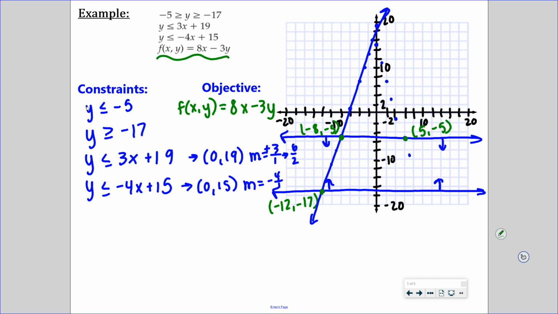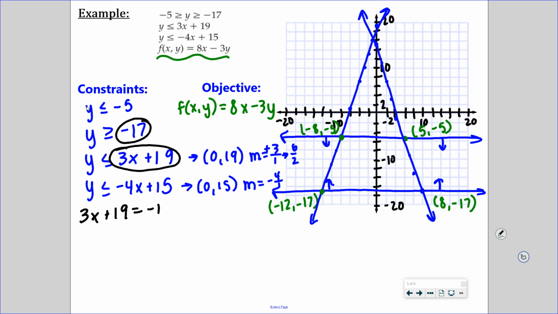Really hard to do up here. And again at 8, negative 17. This one's a little bit steeper. Okay, I'm going to say this again. If you're not quite sure where they intersect, you could just set these equations equal to each other. You don't have to write this down. Okay, and then you could just solve this. So I'm talking about this line and this line.